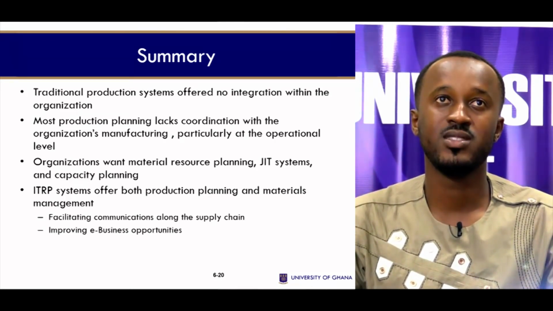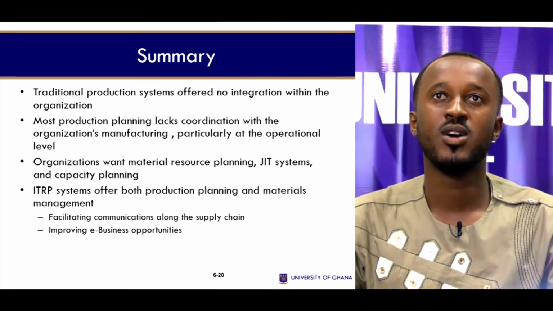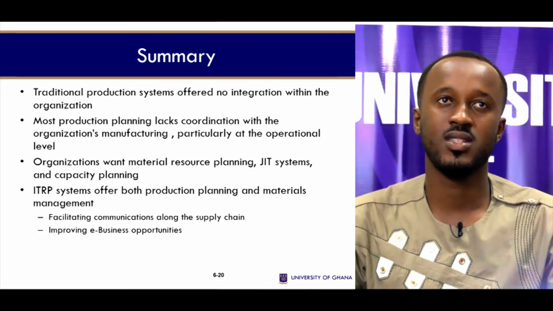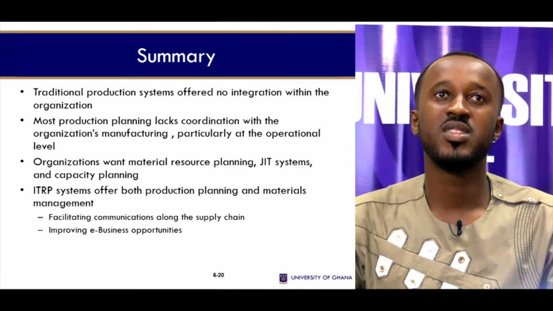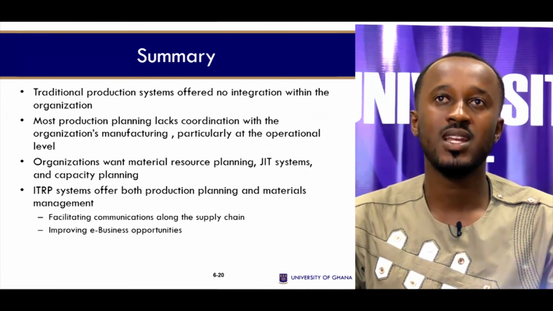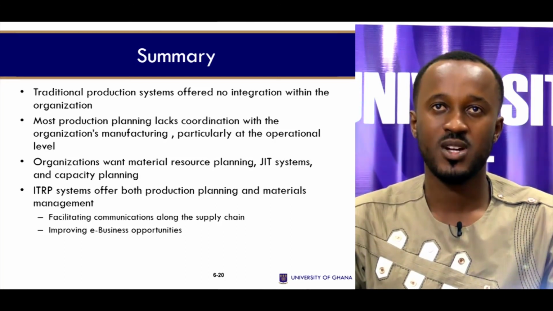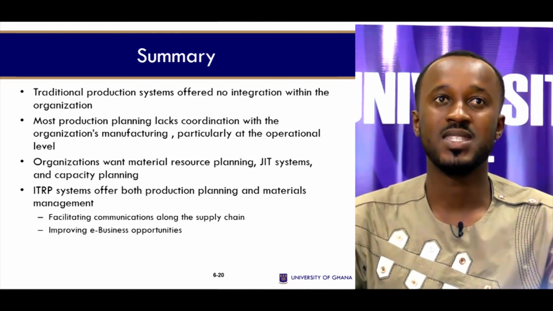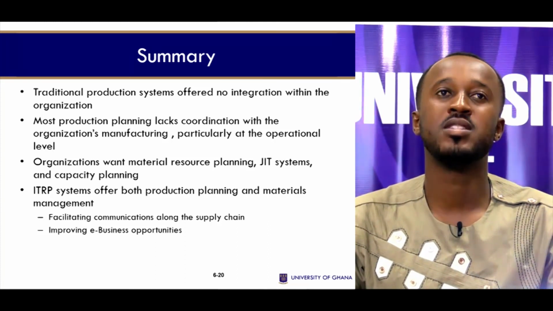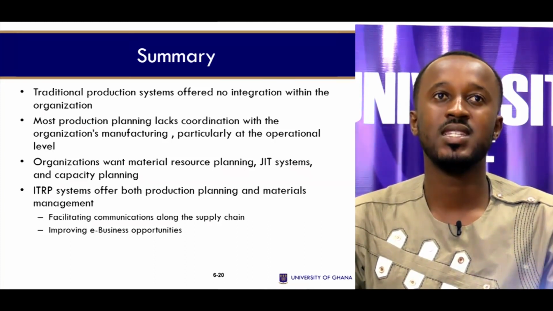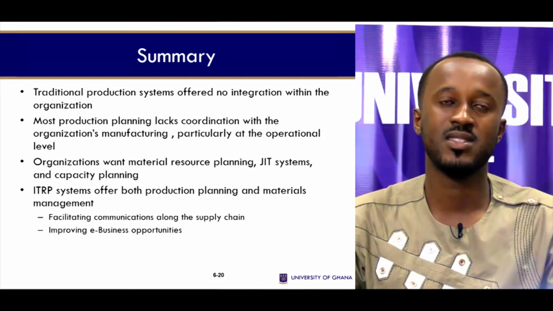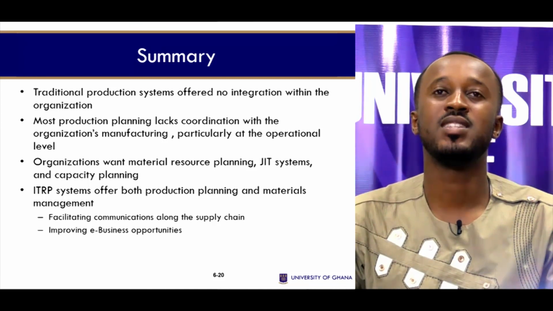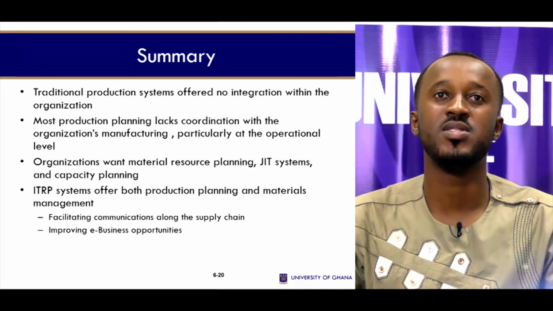So in conclusion, we've seen that traditional production systems offered no integration with the organization. Most production planning lacks coordination with the organization's manufacturing, particularly at the operational level. And organizations want material resource planning, just-in-time systems, and capacity planning. Then we've seen that IT resource planning systems offer both production planning and materials management, which helps in facilitating communications along the supply chain and improving e-business opportunities.